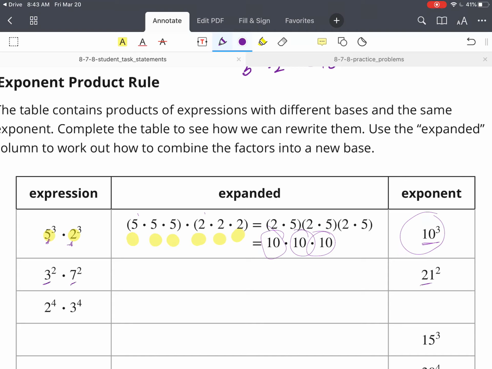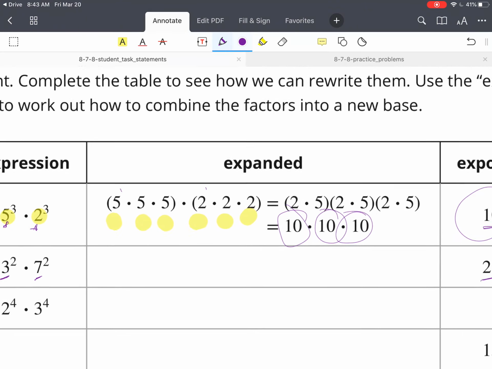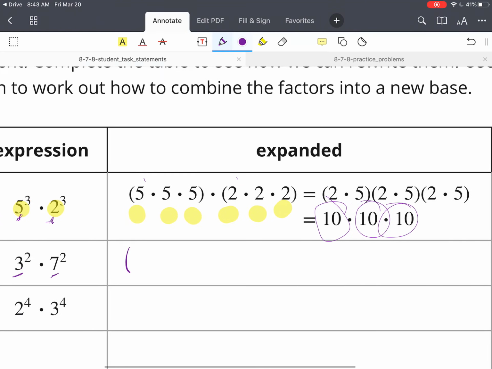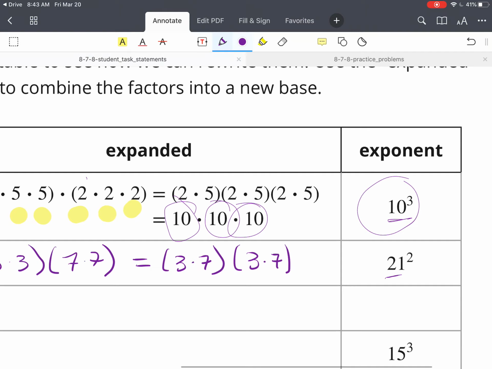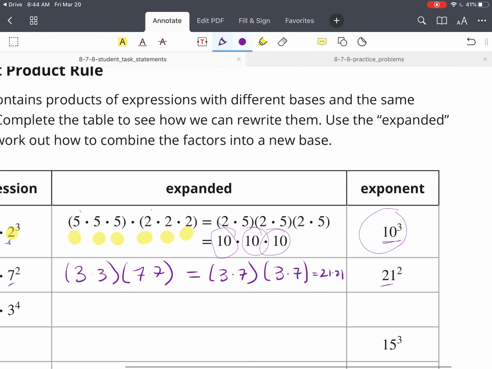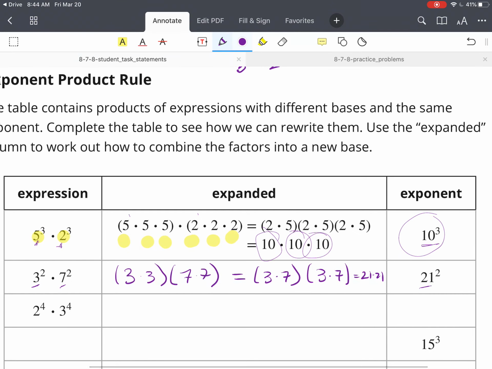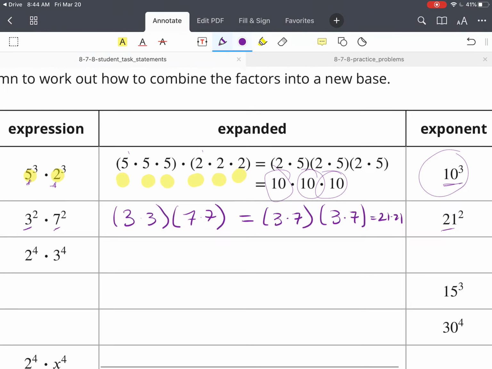Because down here, 3 times 7 is 21. So let's see if this works. By definition, this is 3 times 3, 7 times 7, which we can change to 3 times 7, 3 times 7, which is 21 times 21. Yeah, that seems to work.